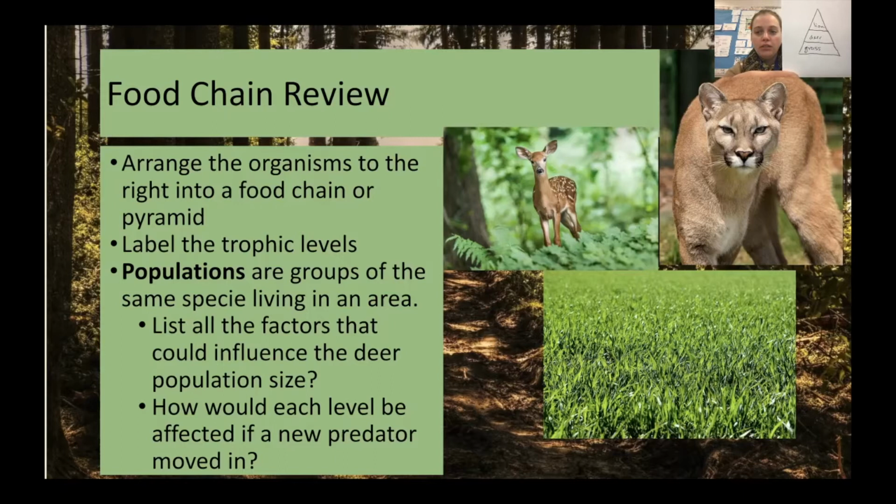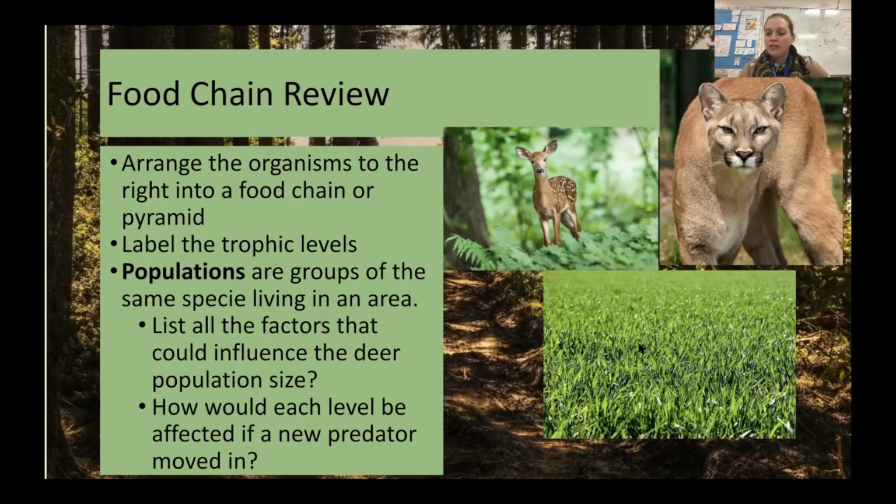So remember that this is a population pyramid, and the size of the box represents how much available energy or biomass is in that particular level. So the grass has the most available energy to be passed up this food chain. Now, how would each level be affected if a new predator moved in? And we can assume that this predator is going to eat the deer. So that will drive the deer population down.